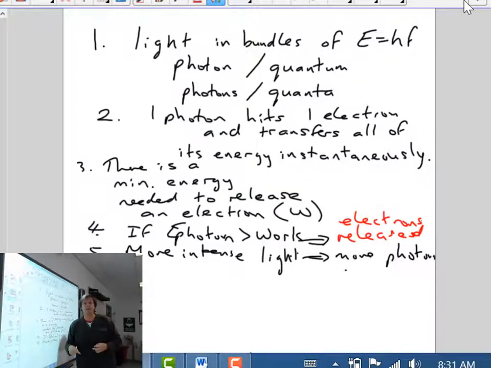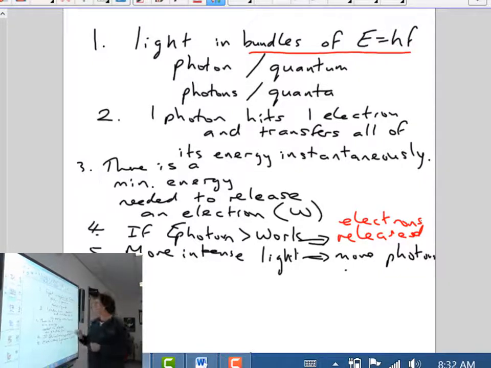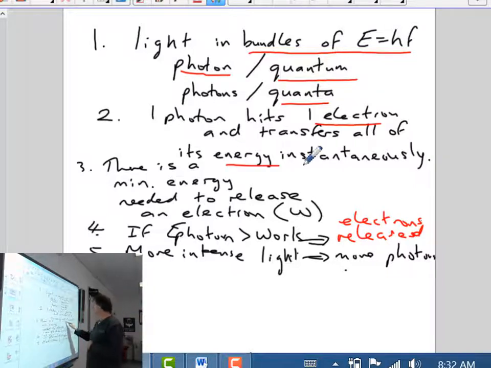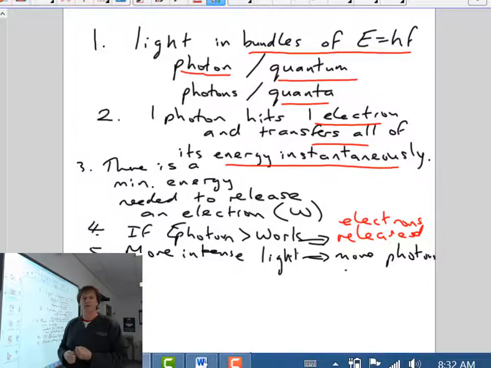So let's just look at some key points here and add a few more. The light comes in bundles of energy, discrete bundles of energy given by E equals hf, so it's proportional to frequency. An individual one we can call a photon or a quantum of energy. The plural is photons or quanta, by the way. When one photon hits one electron, it transfers all of its energy instantaneously. And don't forget, an electron can only be hit by one photon, so it's a one-to-one transfer of energy. We don't consider any other sort of situations.